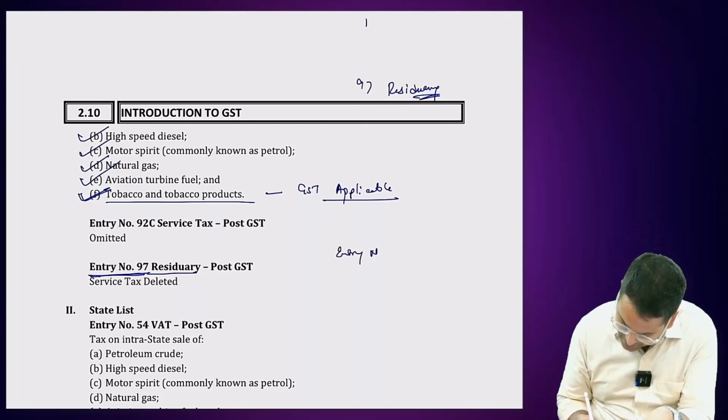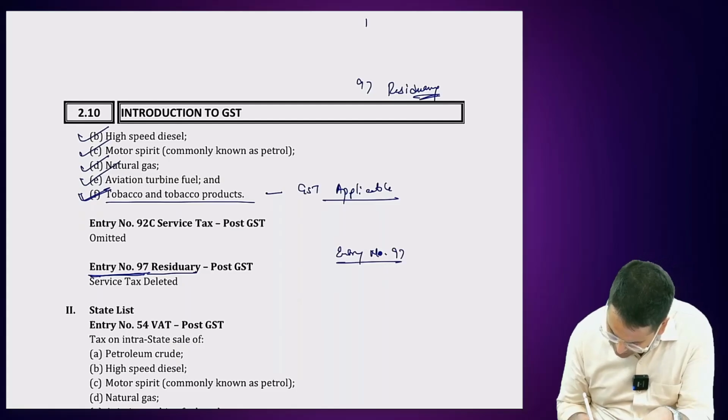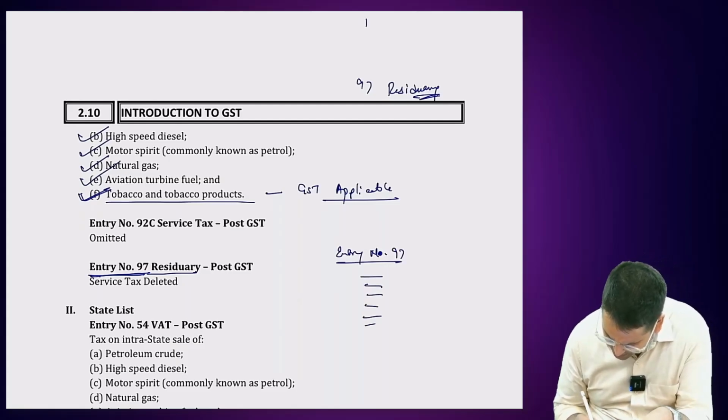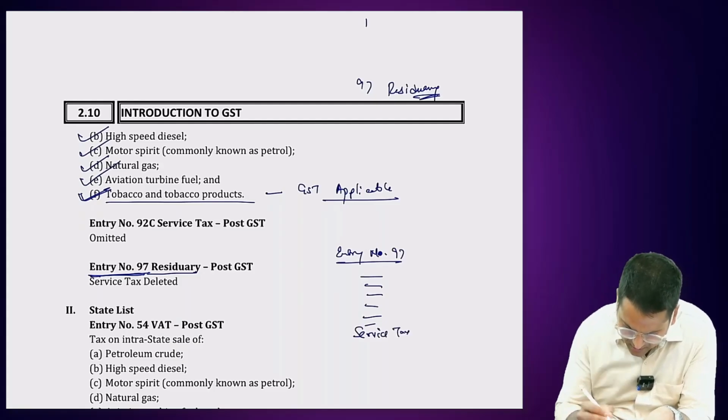Entry number 97. Many taxes were listed in this. One was service tax written in it. So what did we do? We deleted this service tax. We cut this out.